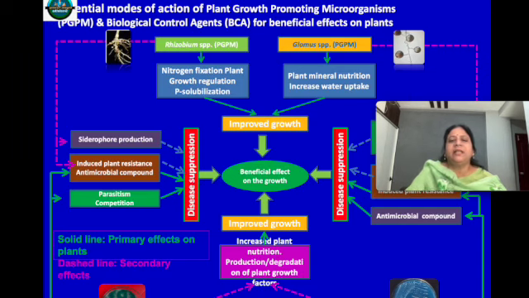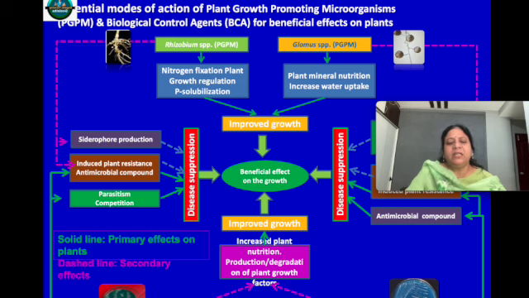If you see, Rhizobium fixes nitrogen in the pulses. It is a plant growth promoting rhizobacterium. Glomus is also a plant growth promoting organism. So plant mineral nutrition increases, and water uptake also increases. And biopesticides suppress the diseases and improve the growth.